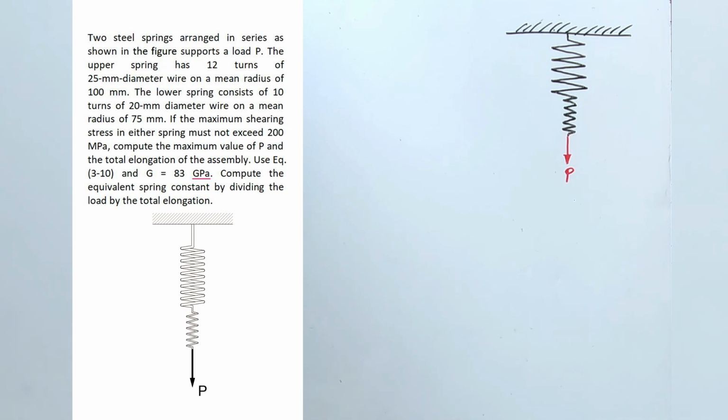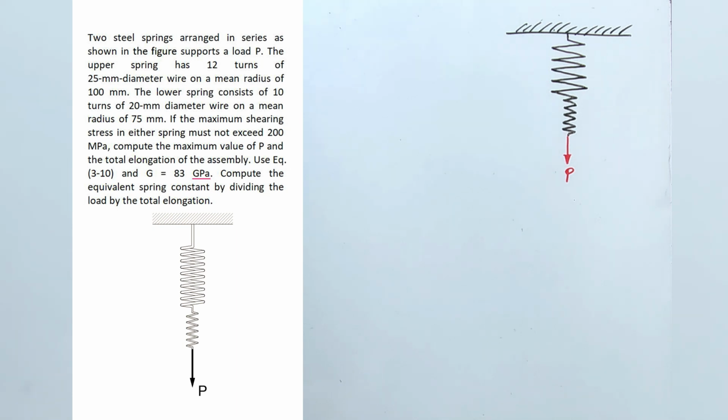Problem 347. Two steel springs arranged in series as shown support a load P. The upper spring has 12 turns of 25 mm diameter wire on a mean radius of 100 millimeters. The lower spring consists of 10 turns of 20 mm diameter wire on a mean radius of 75 millimeters. If the maximum shearing stress in either spring must not exceed 200 megapascal, compute the maximum value of P and the total elongation of the assembly.